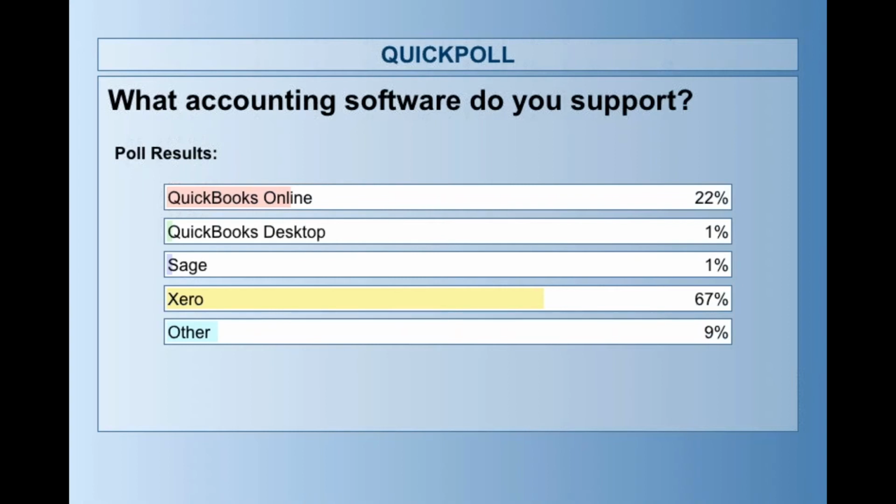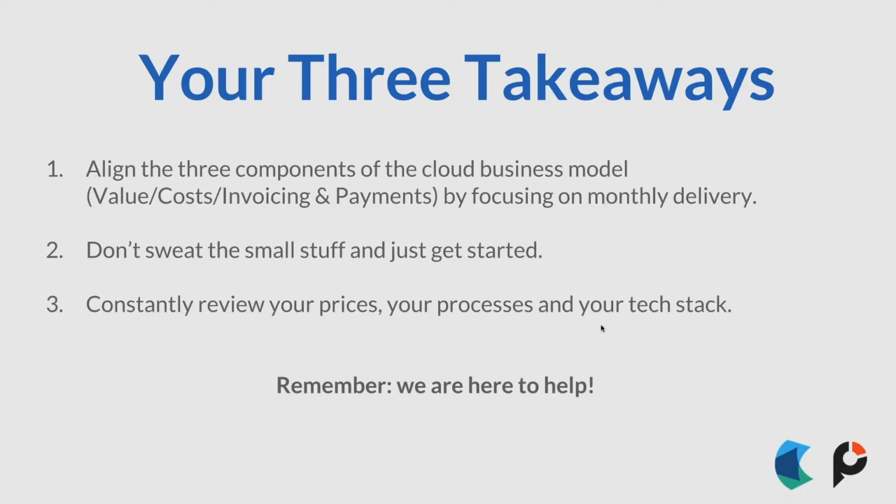So cool. We're going to give you three little takeaways for the session. To put them simply, align the three components of the cloud business model: value, cost, invoicing and payments, by focusing on monthly delivery. We want to focus these three things into monthly based KPIs and metrics that we can track. Secondly, don't sweat the small stuff. Figure out your averages. Work through the averages.